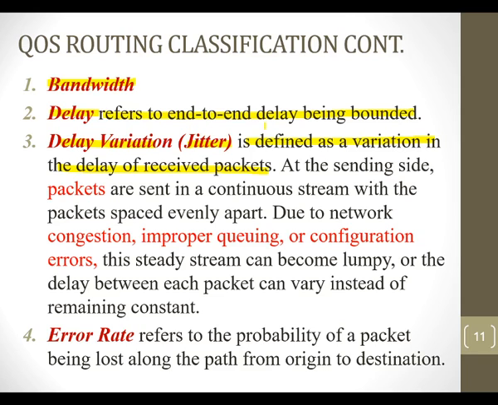In real-time interactive applications such as voice or video, the inter-packet arrival times for a call are equally spaced when generated from the sender side, but they may arrive at the destination at uneven time spacing. Thus, the inter-packet delay variation is known as jitter. The fourth parameter, packet loss, refers to the probability of a packet being lost along the path from the origin to destination.